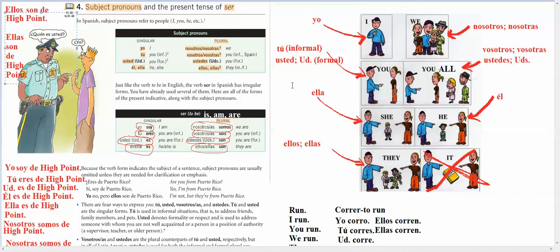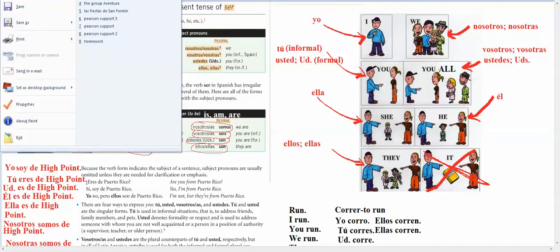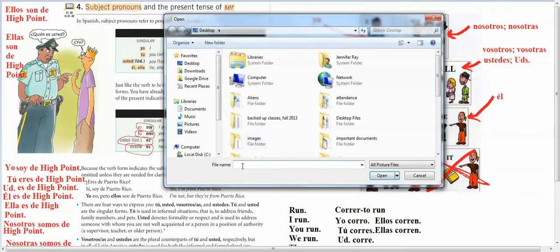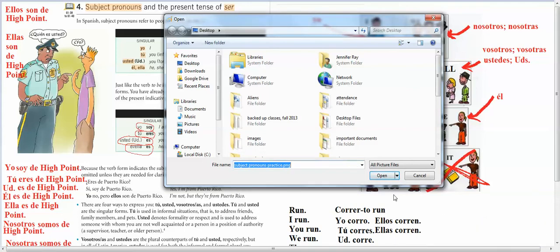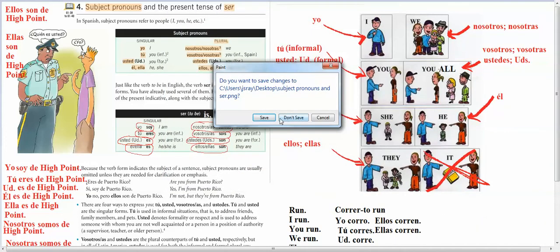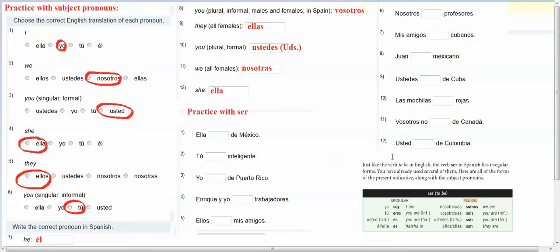Okay, so we have just gone over ser. So let's go ahead and do some practice with ser. Okay, and just like before, I have my little ser chart down here. We're going to change the spelling of ser to match our subject pronoun.